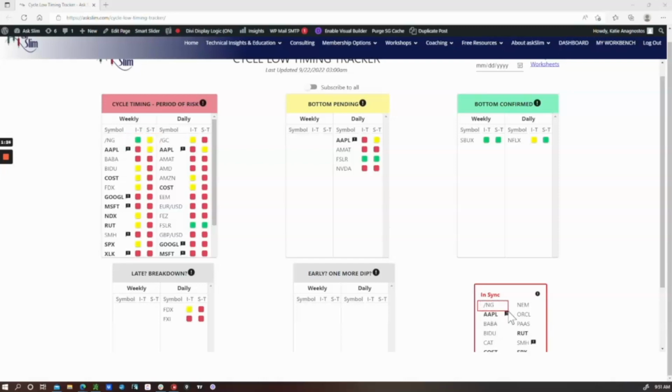/NG is also found over here in the In Sync box. When a symbol appears in this box, it's letting us know that the current daily cycle ends at a period of time within the weekly cycle timing window. Therefore, the daily cycle low and the weekly cycle low are expected to sync up. This situation has the potential to set up some very lucrative opportunities. Let's go over to the chart and I'll show you how this works.